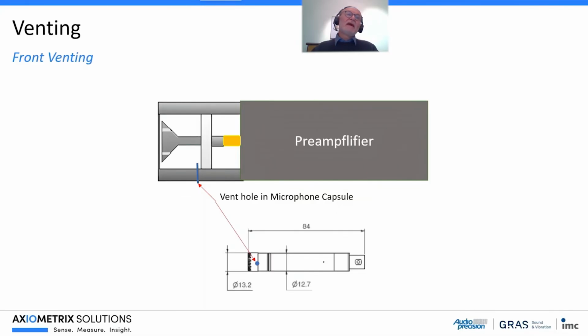If we look at a front-vented microphone, a front-vented microphone has a little hole in the side of the microphone capsule. This hole is actually placed below the protection grid, and then the microphone will actually vent into the front.